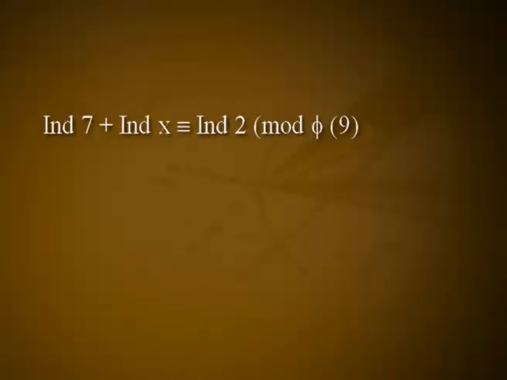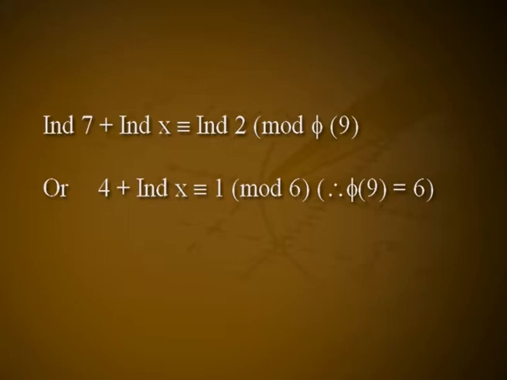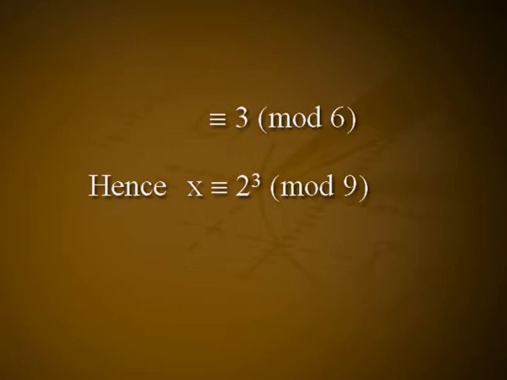Now, 7x congruent to 2 mod 9 is equivalent to ind 7 plus ind x congruent to ind 2 mod phi of 9, or 4 plus ind x congruent to 1 mod 6, since phi of 9 equals 6, or ind x congruent to minus 3 mod 6, congruent to 3 mod 6. Hence, x congruent to 2 cubed mod 9, or x congruent to 8 mod 9. Thus, solutions of 7x congruent to 2 mod 9 are of the form 9t plus 8 for t equal to 0, plus or minus 1, plus or minus 2, etc.